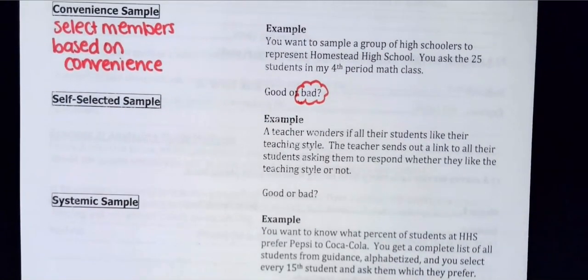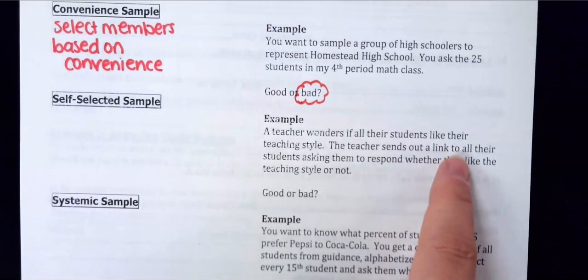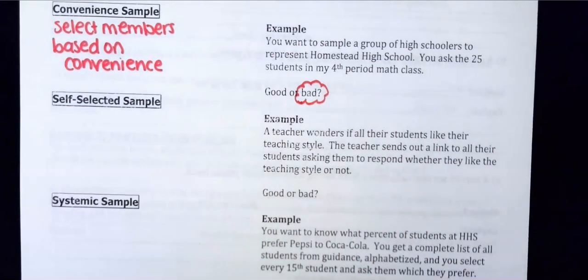Okay, self-selected sample. My little example here says, a teacher wonders if all their students like their teaching style. So the teacher sends out a link to all students asking them to respond just yes or no, do they like the teaching style? Now if I'd send you a link, you don't have to respond to it. So it's only going to be responded to by the people that want to respond to it. So this is called self-selected.